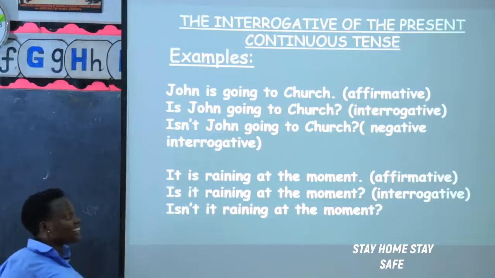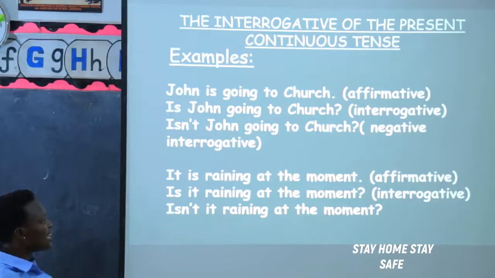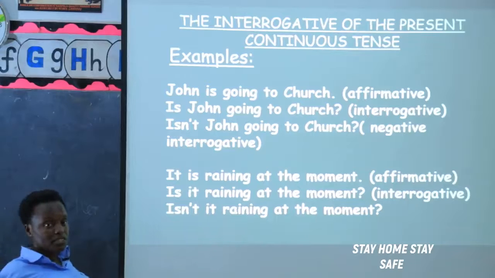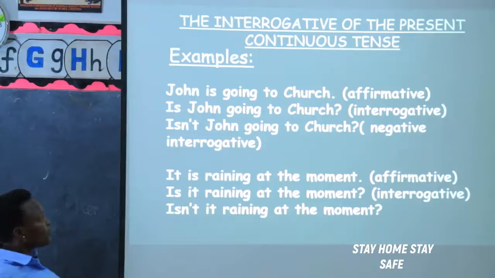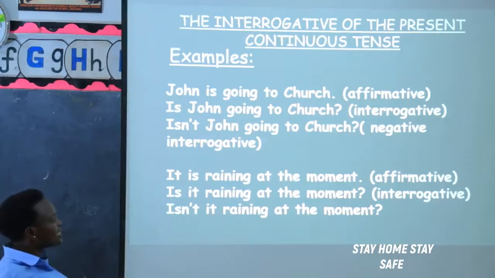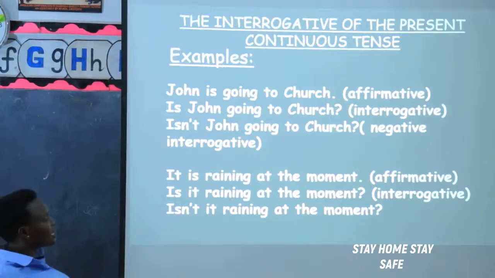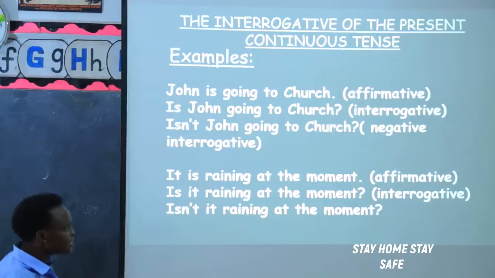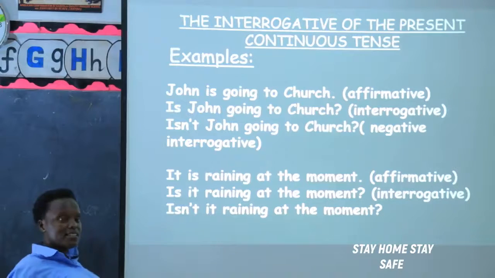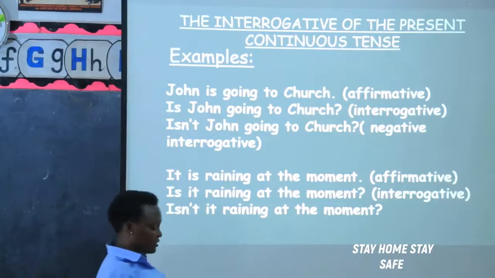It is raining at the moment. That is an affirmative statement. Affirmative question, we say, is it raining at the moment? Then when we change to negative, it is not raining at the moment, then the negative interrogative will be, isn't it raining at the moment?